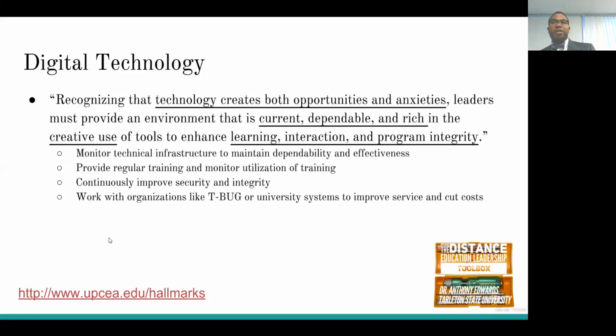Continuously improve security and integrity. So that's just something we're going to have to continue to do, and working with organizations like TBUG, as well as if you're part of a university system, to improve the service that we offer, as well as cut costs. A lot of these groups allow you to be a part of group purchasing agreements that can sometimes be cheaper than what your institution can get by themselves.